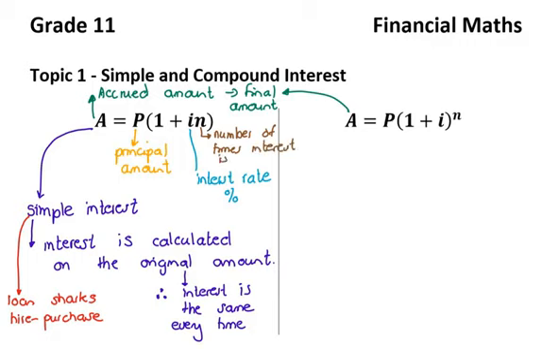So often that is the number of years, because you get interest every year. If it's 3 years, you get 3 sets of interest. So we're going to talk about n quite a lot. Technically, it's the number of times interest is added. Sorry, I didn't write that very neatly.